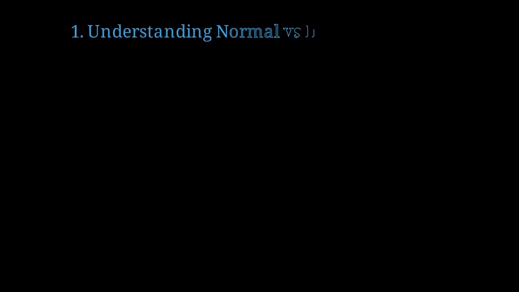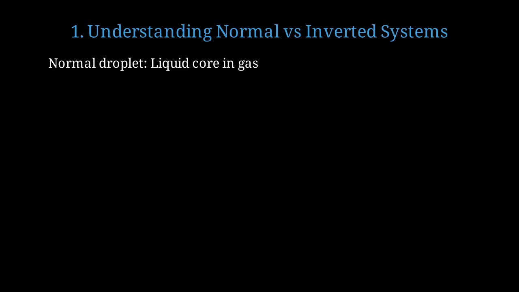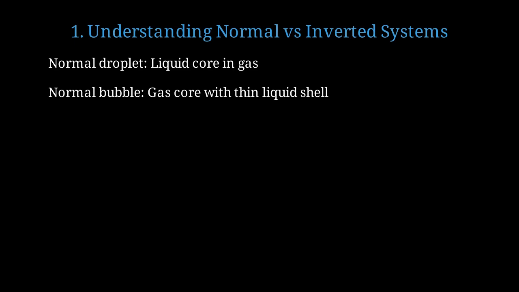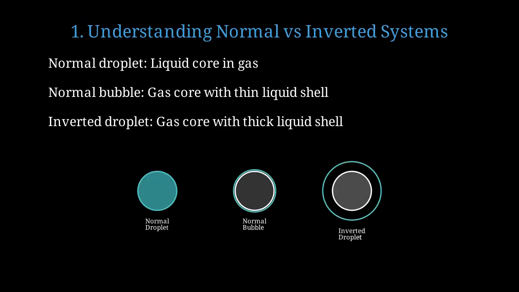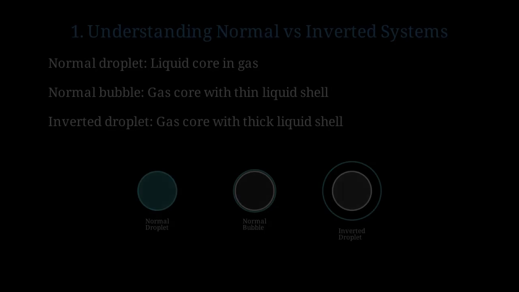Let's first understand what makes inverted droplets so special by comparing them to normal systems. In a normal droplet, liquid forms the core and is surrounded by gas or air. In a normal bubble, gas is inside, with a very thin liquid shell around it. But in an inverted droplet, we have gas inside with a much thicker, more substantial liquid shell. Here's a visual comparison. Notice how the inverted droplet has a much thicker liquid shell compared to a normal bubble.